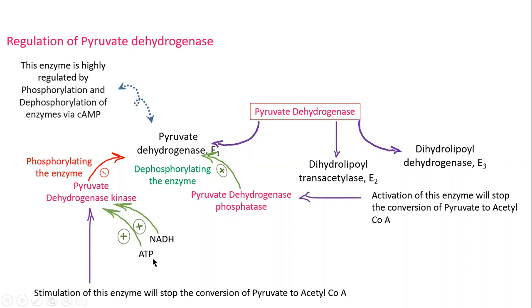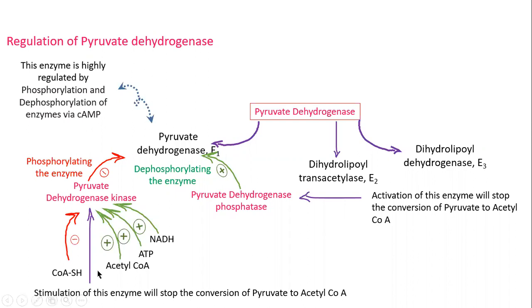Number two, ATP. If there is a lot of NADH, definitely there is a lot of ATP. If there is a lot of ATP, this will stimulate this kinase. If this kinase is stimulated, this will inhibit E1. Third one, if there is a lot of acetyl-CoA, then this will stimulate this PD kinase. If PD kinase is stimulated, definitely E1 is inhibited. Next, till now we have seen how this enzyme can be stimulated. Now we are going to see how this enzyme is inhibited.